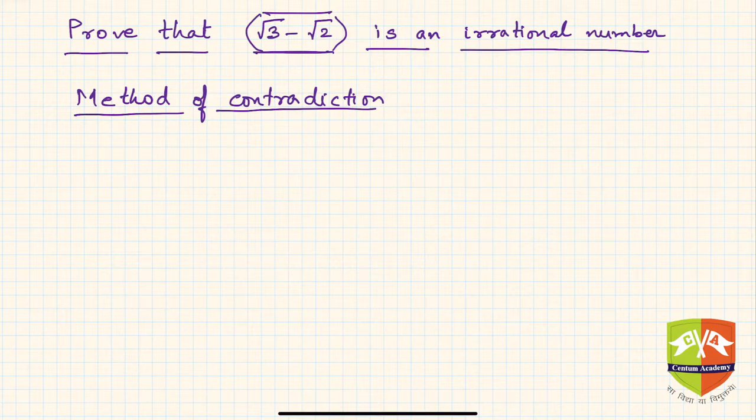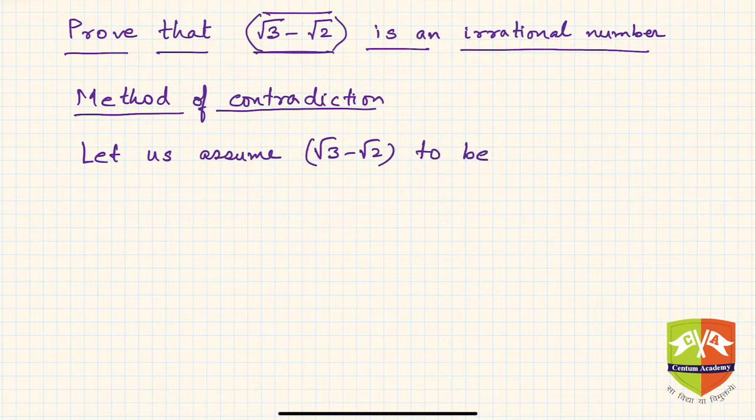So we start with an assertion in this case also: let root 3 minus root 2 be a rational number instead of an irrational number, and we will eventually contradict our assertion, right? We will come up with some result that contradicts our assertion that it is a rational number. Hence automatically it will become an irrational number. So we start with an assertion: let us assume root 3 minus root 2 to be a rational number.